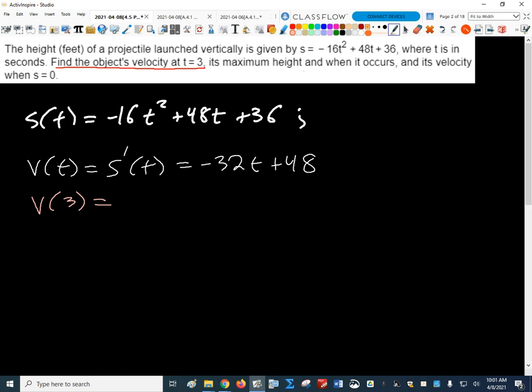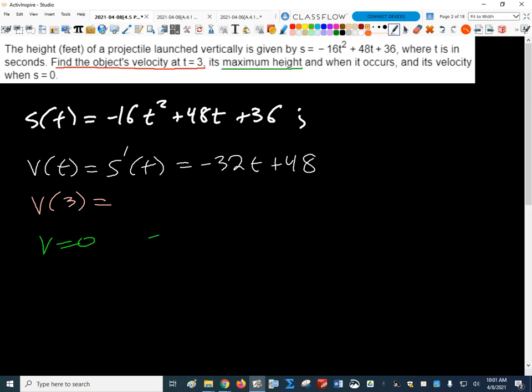That correlates to maximum height, doesn't it? The velocity is positive on the way up, it's negative on the way down. The transition between positive up and negative down would be when it's at 0. So we know that this spot right here is going to be when v equals 0. So we'll just take our velocity function and set it equal to 0 and solve.